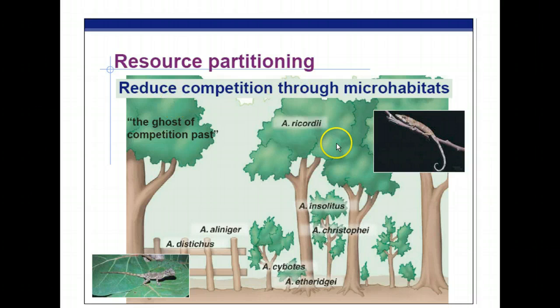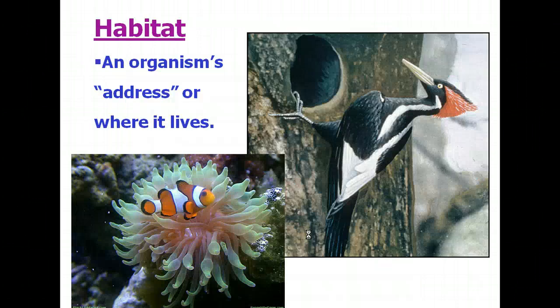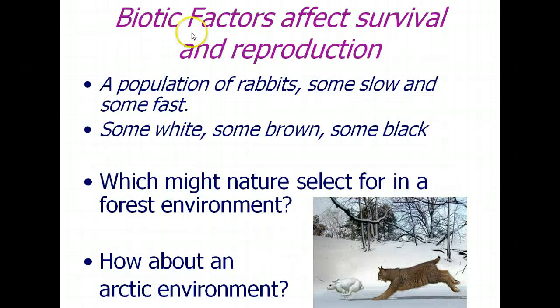All right, resource partitioning, basically separating out little areas as a result of competitive exclusion. One species better adapted than the other. Habitat is just where it lives, local address. Biotic factors affect survival and reproduction.